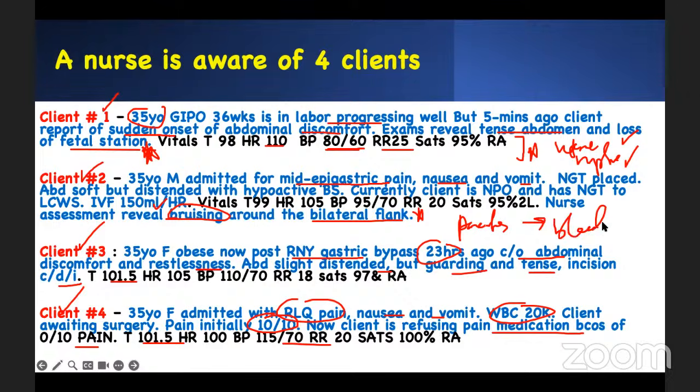Bleeding from pancreatitis, hemorrhage. This is the key: bruising around the bilateral flank area. Pancreatitis, that is bleeding. Gastric bypass, 23 hours. Severe abdominal pain, restlessness, tense abdomen.